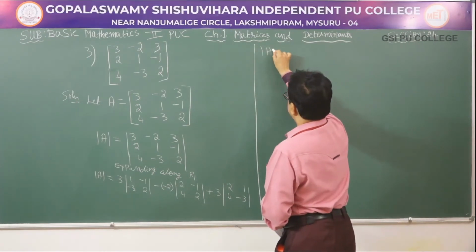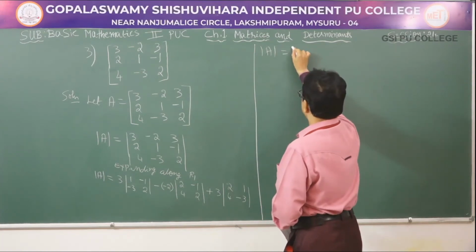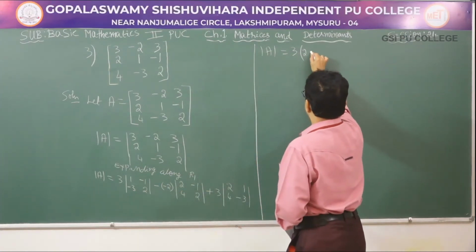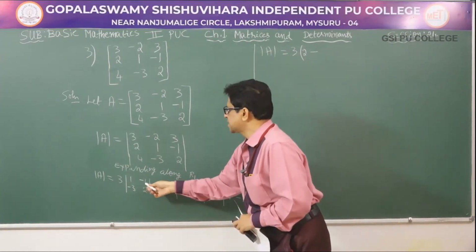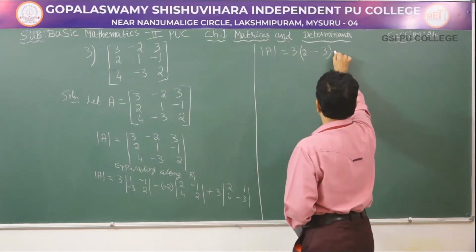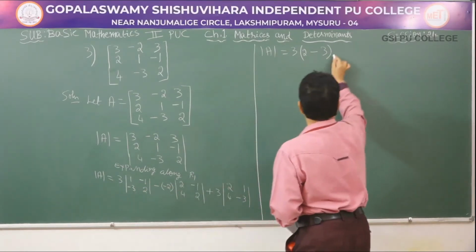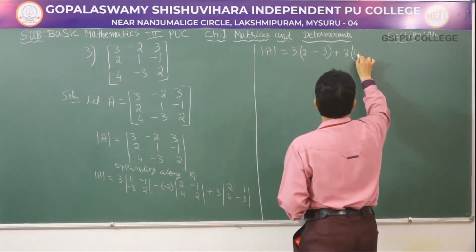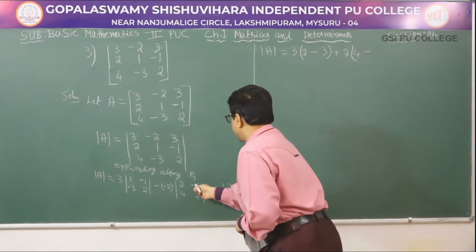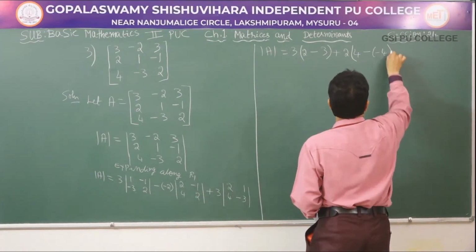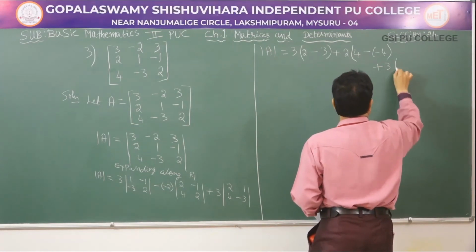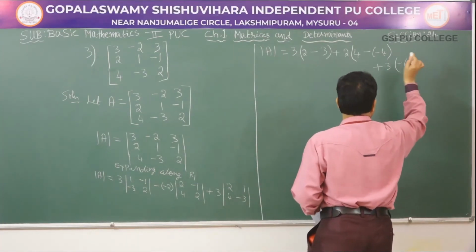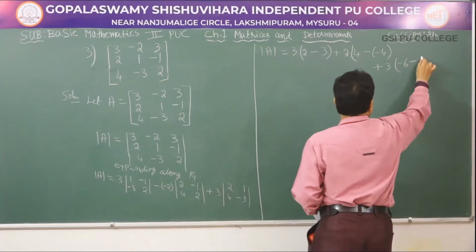So, determinant A is equal to 3 into, so 1 into 2, 2 minus 3 into minus 1 is 3. So, minus into minus plus 2 into 2, 2s are 4 minus 4 into minus 1 minus 4, plus 3 into 2 into minus 3 minus 6 minus 4 into 1, 4.